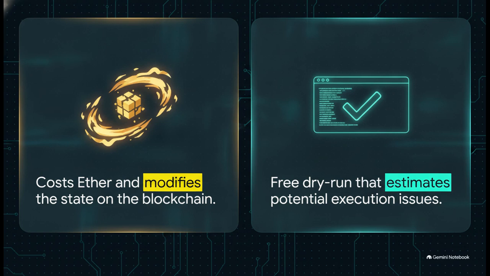Before we finalize our deployment, remember this golden rule: always test the waters using a free call. A call is essentially a free dry run that estimates execution and debugs potential problems. You want to use this before you execute a costly send transaction which actually spends your Ether and modifies the blockchain state. It's really the smartest way to ensure you won't hit an expensive out-of-gas exception once you're live.